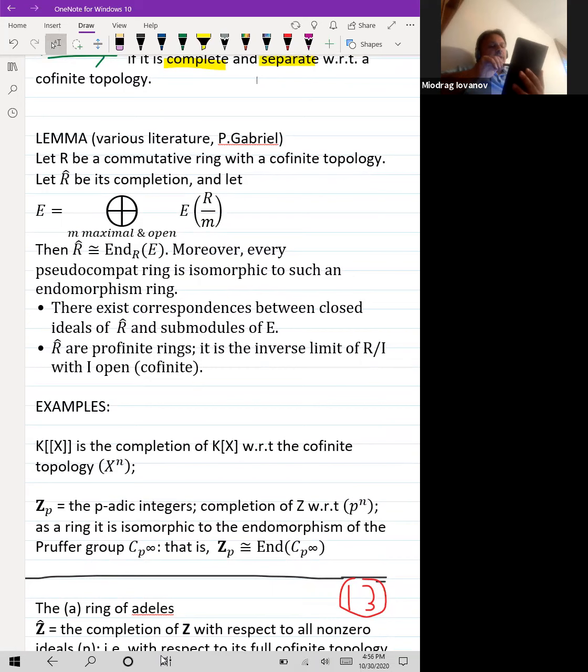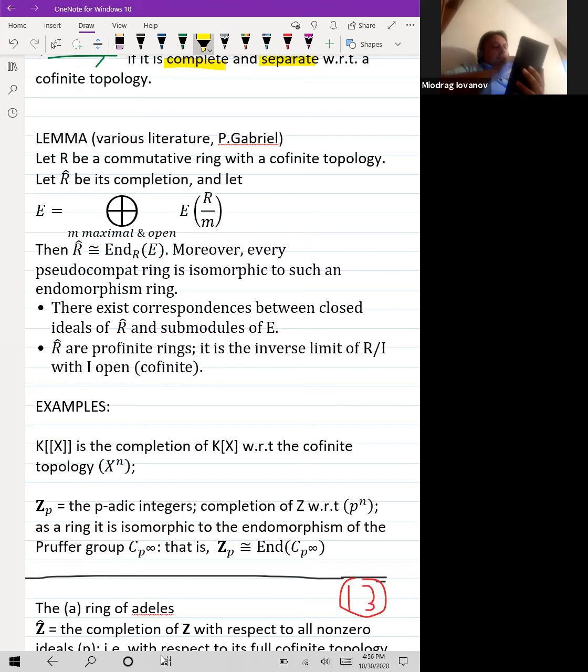If you take a commutative ring with a cofinite topology, then you take its completion with respect to this cofinite topology. You can do that. So essentially, this is just the inverse limit of R mod I, where I is a cofinite ideal. You can see that this is the same.